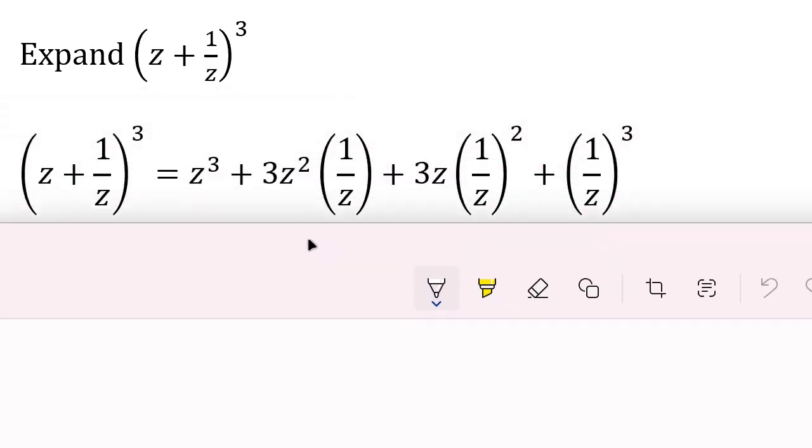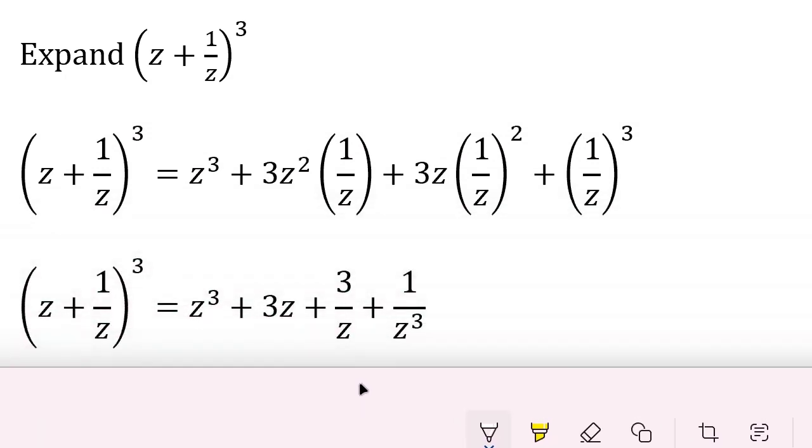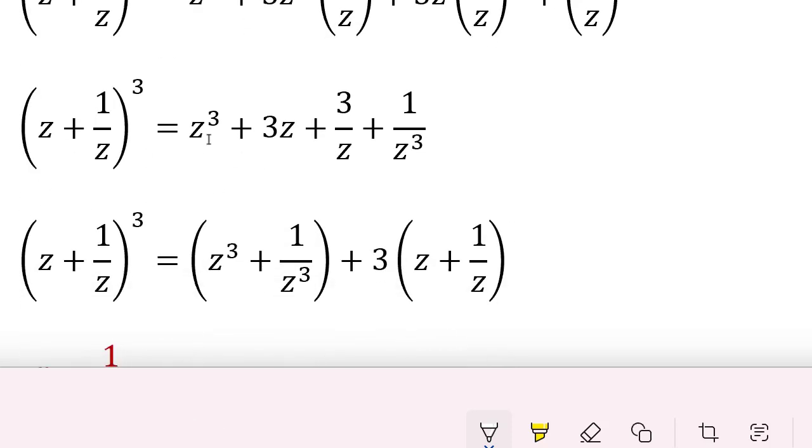Then the question seems to change tack and ask you to use the binomial expansion to expand that. So we do that. That's very standard. I tidy it up. And then I'm just going to group them so that I get the z cubed with the 1 over z cubed. So this is just an identical line, but I've grouped them because that's the theme of the question.